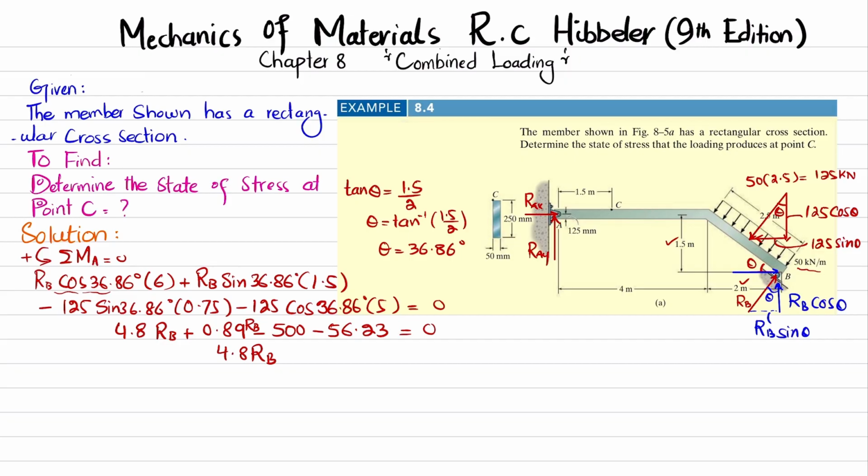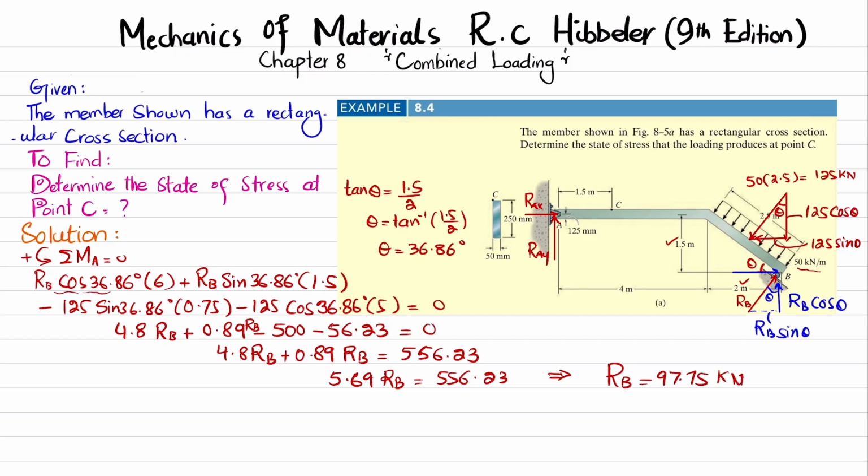Okay, plus 0.89 RB is equal to 556.23 kilonewton. So I will get 5.69 RB is equal to 556.23, and from here you will get RB will be equal to 97.75 kilonewton.